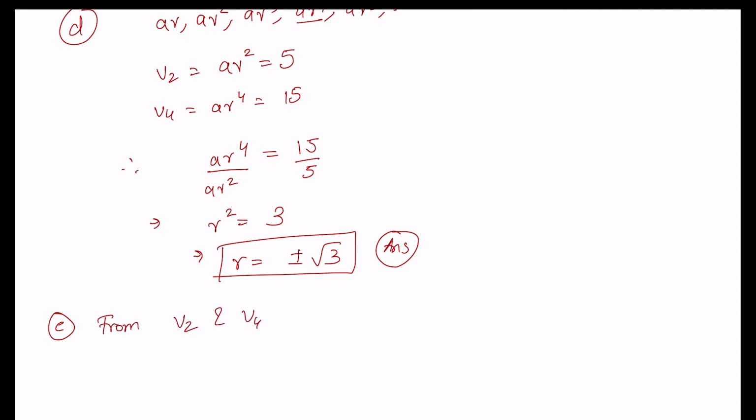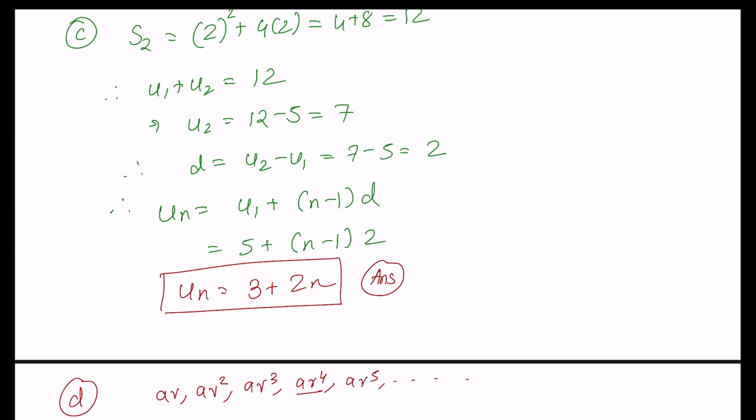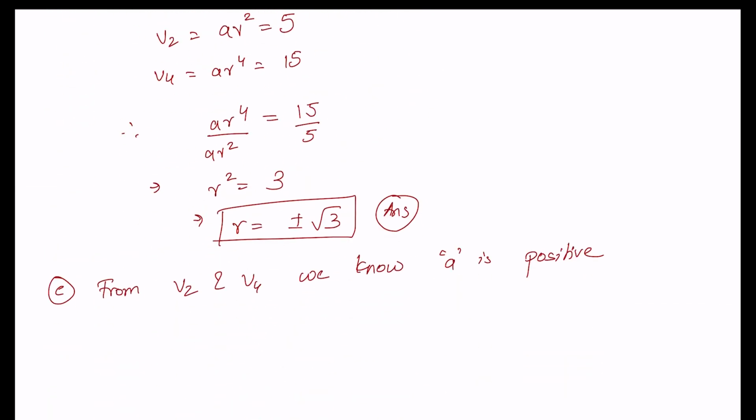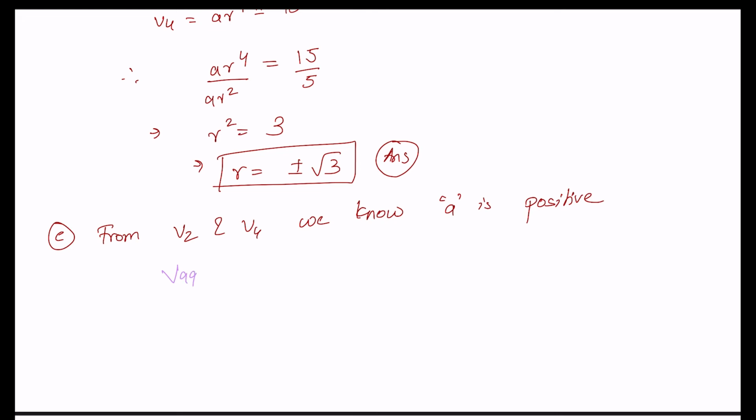V2 and V4, we know A is positive. Now they are saying that V of 99 is less than 0, right? So V of 99 will be AR to the power of 99, which is less than 0 only if R is less than 0. So therefore, the value of R would be minus root 3. This is the value of R in our GP series, right?